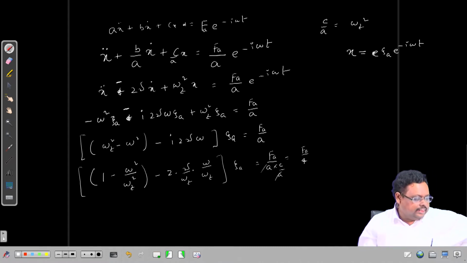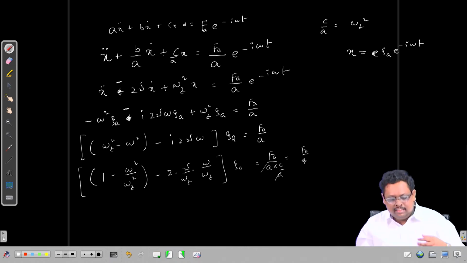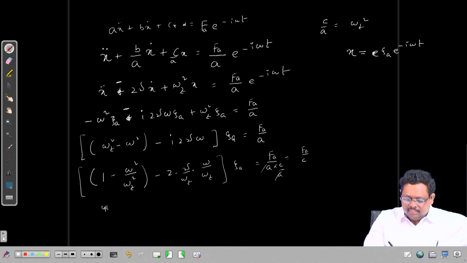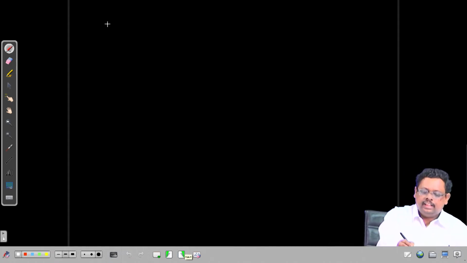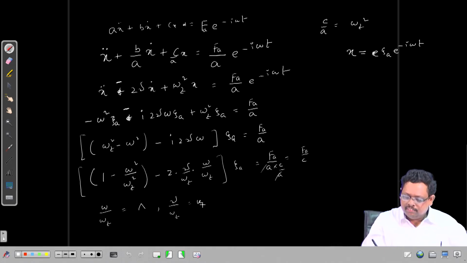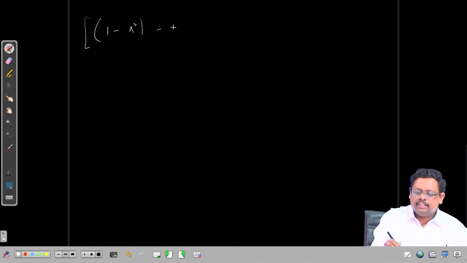Now, you know why I do all this exercise, because I need again another nomenclature. So, let us call omega by omega z gamma, and nu by omega z, you can call kappa, right. Now, what we are going to do is substitute everything back there, okay. Let us see what happens. Then we have 1 minus gamma square, right, and then we have minus 2 i into kappa into gamma, multiplied by xi a is equal to f a divided by c, right.